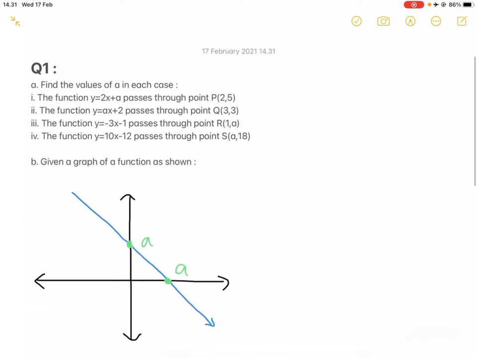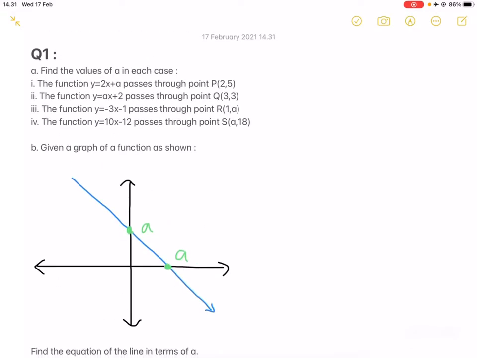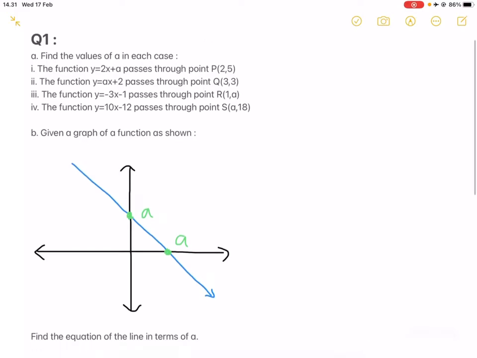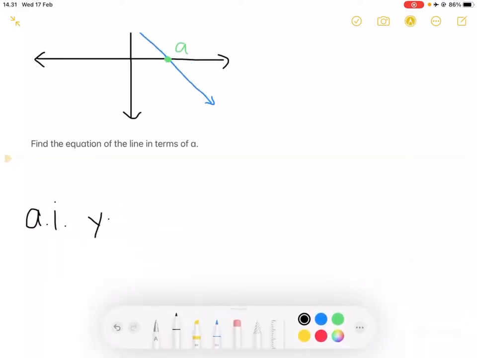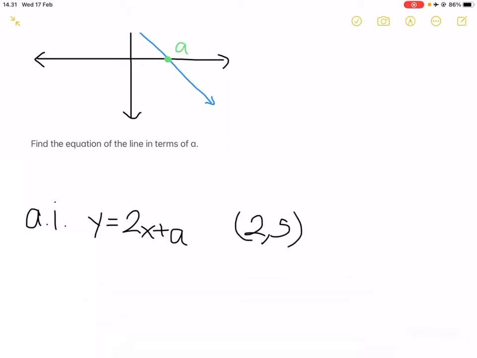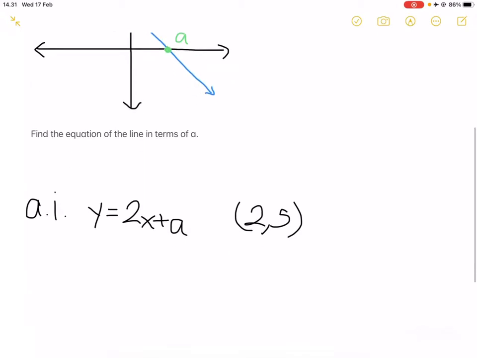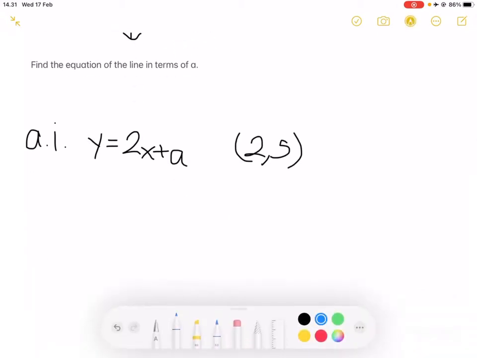For part 1 of part A, the function y equals 2x plus a passes through point P (2, 5). So let's just write that down, y equals 2x plus a, and the coordinates. We don't really care about the point, we just care about the coordinates of the point. In this case 2 is the x coordinate, 5 is the y coordinate, and therefore we can just substitute its corresponding x and y value into the equation, because we know it lies on this line right here.